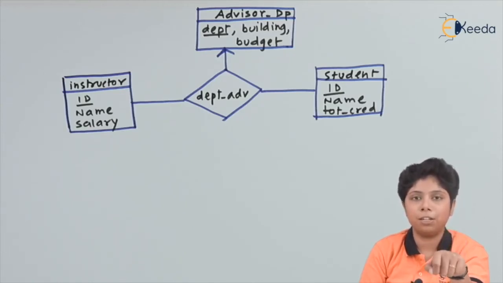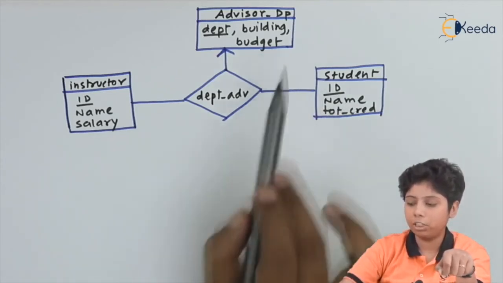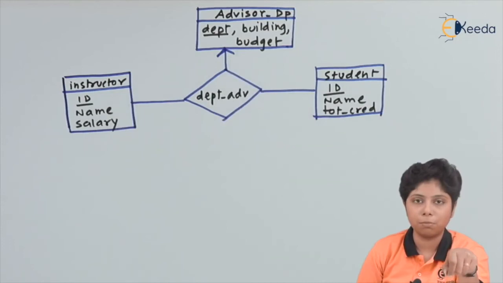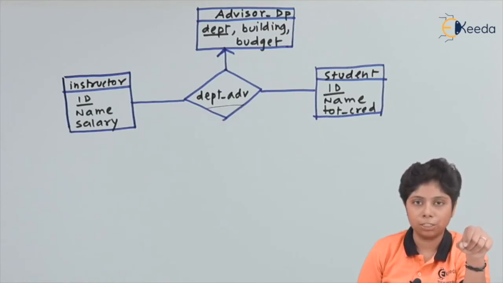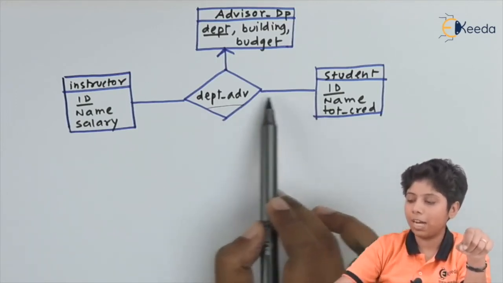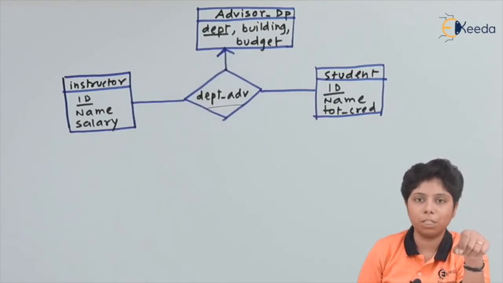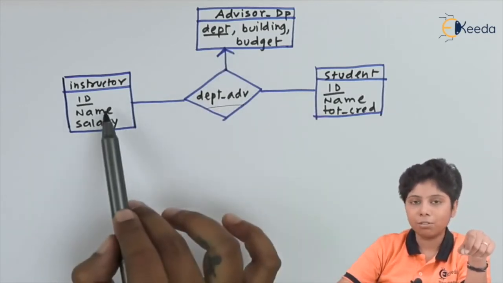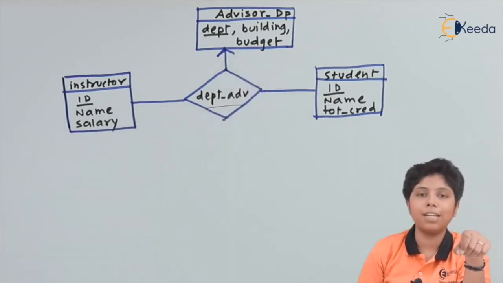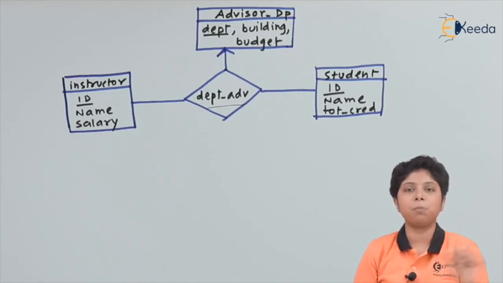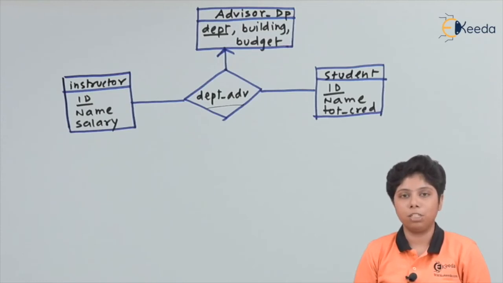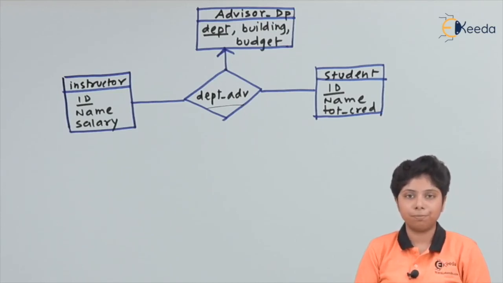How do we denote it in an ERD? We have three entities: instructor, student and department, related with the department advisor relation. There can be many students linked with only one advisor from the department. Also, one instructor can be allotted to a student in the department. That means for a particular department there is a particular instructor for that student. Now the student can have more than one instructor from other departments, but one instructor per department.